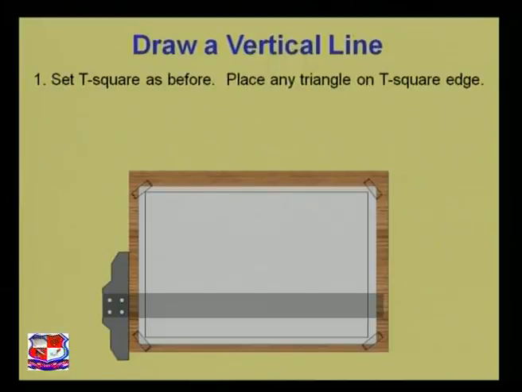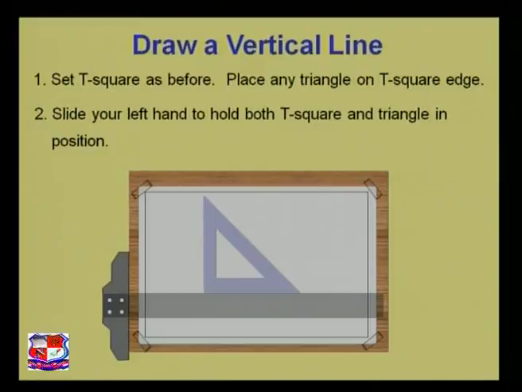We should set the T-square as before. Place any triangle on the T-square edge. Triangle means the set square. You must have a set of set squares in your pocket to draw engineering graphics drawings. Put any triangle or set square on the T-square edge like this.